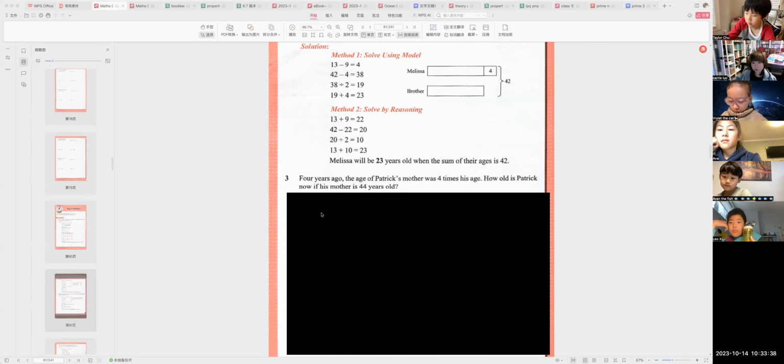Okay, so let's take a look at this one. 4 years ago, the age of Patrick's mom was 4 times his age. How old is Patrick now if his mother is 44 years old?